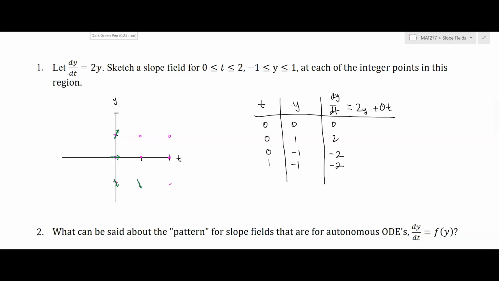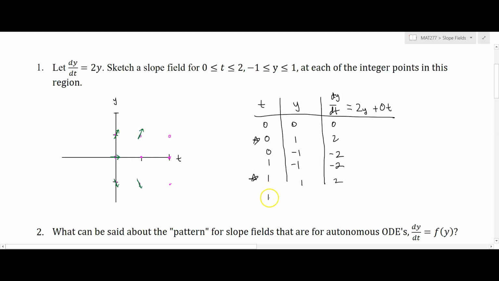So keep in mind that the t value, where we are on the t-axis, does not influence the slope segment. We are only concerned with the value of y. So in fact, if you look at the t value of 1 and the y value of 1, that's going to be exactly identical to what we achieved up here, because as long as y is 1, dy/dt is going to be 2. And so at the point 1, 1, I should probably be careful not to make those look negative. I'm just trying to illustrate that this point here and this point here are going to have exactly the same slope. So at the point 1, 1, I'll have exactly the same slope that I had at 0, 1.